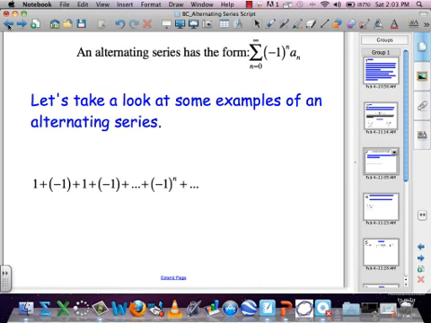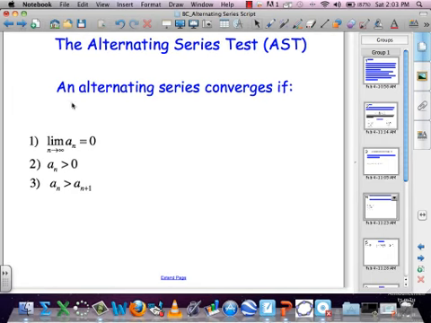If you go back and look at this example here, the limit of this sequence as you go to infinity is not 0. It's either 1 or negative 1. So therefore, this would fail the alternating series test after step 1.